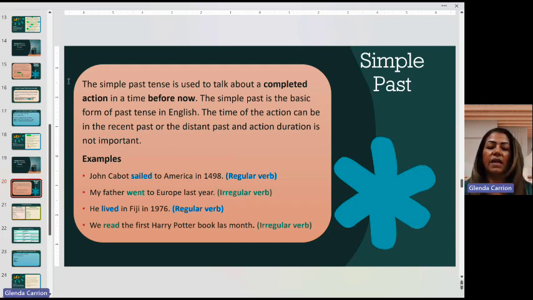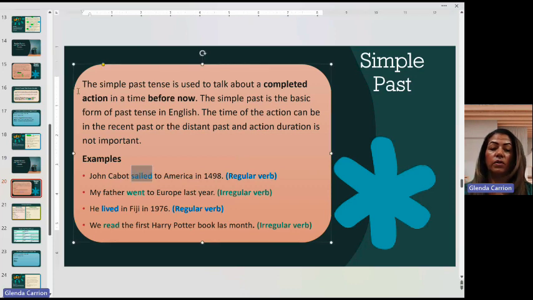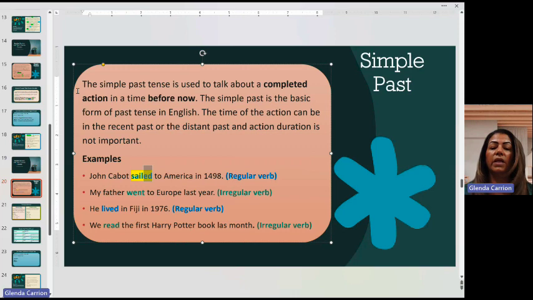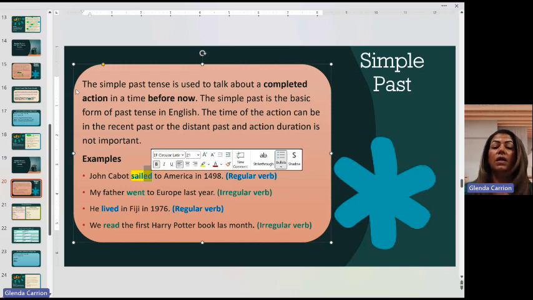John Cabot sailed to America in 1498. That is a regular verb. How do you know that a verb is regular? Well, you know that it's regular because it ends with ed. The present form of the verb would not have the ed, would be sail. When in past tense you add the ed or a d at the end of the verb, that makes it regular. And those are a lot of verbs in English, but not all of them, right?